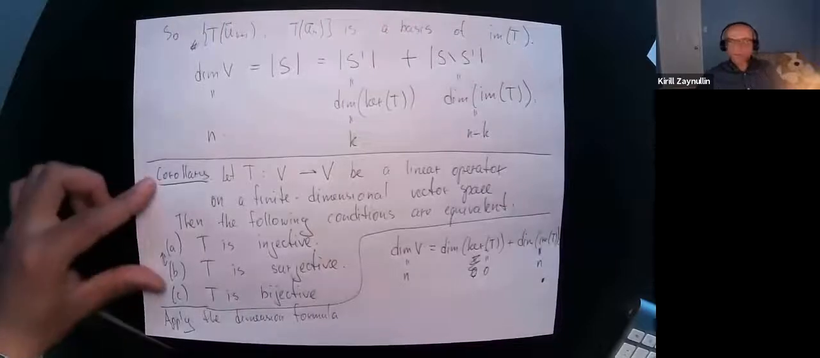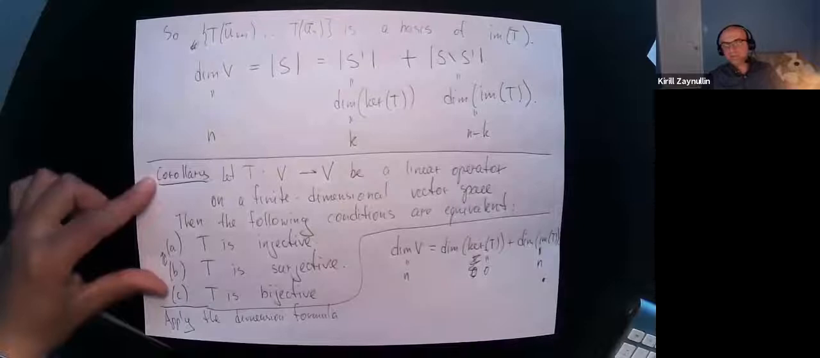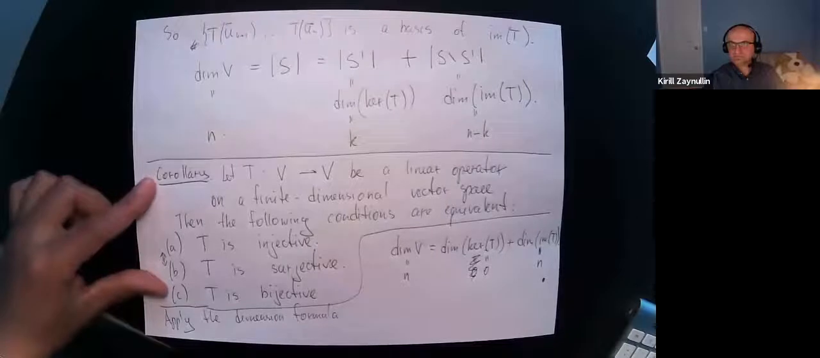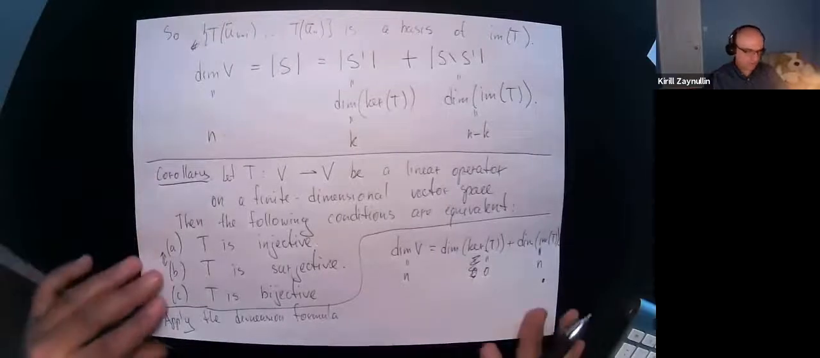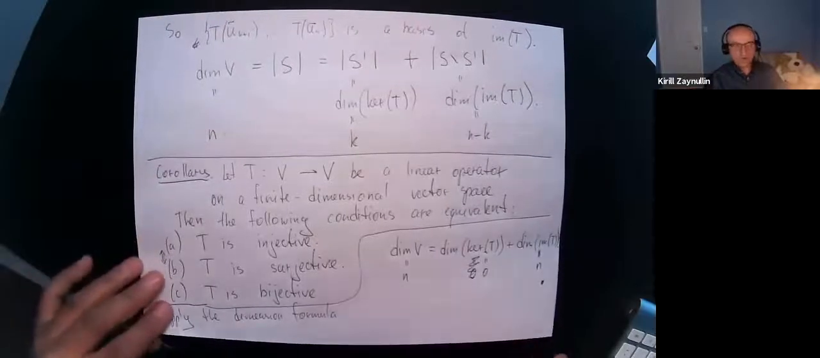Why is this corollary useful? Well, it gives a nice criterion. If you are asked to verify whether a given linear operator is injective or surjective or bijective, you can easily apply this. Is there any question?